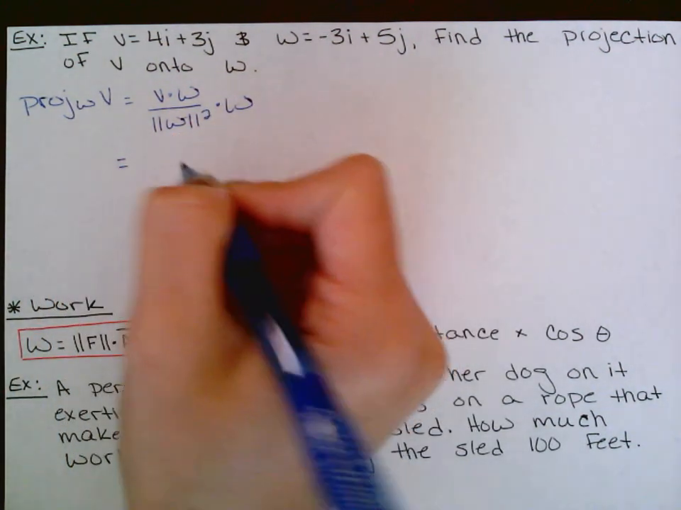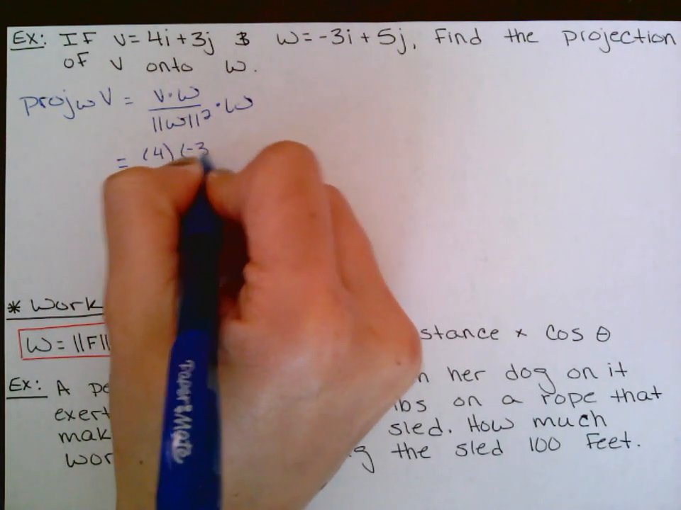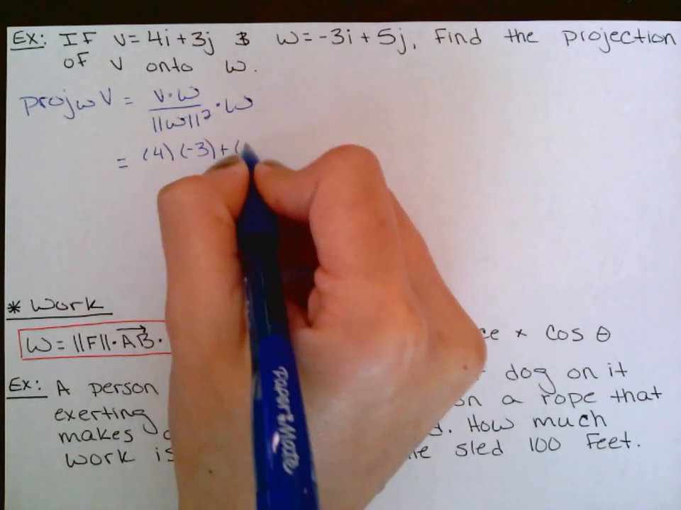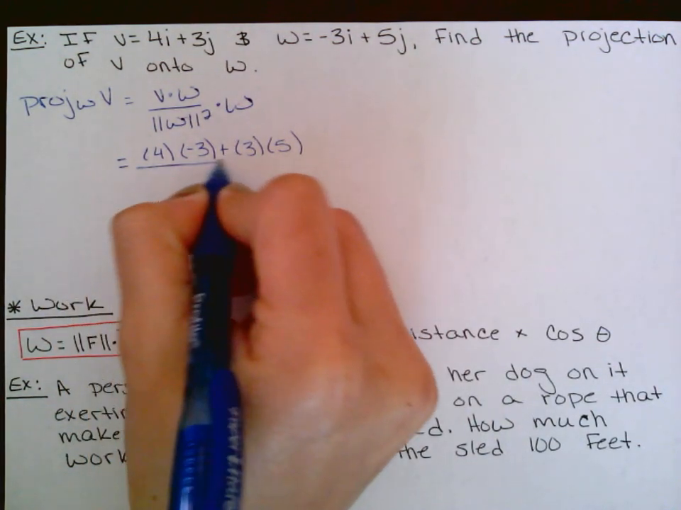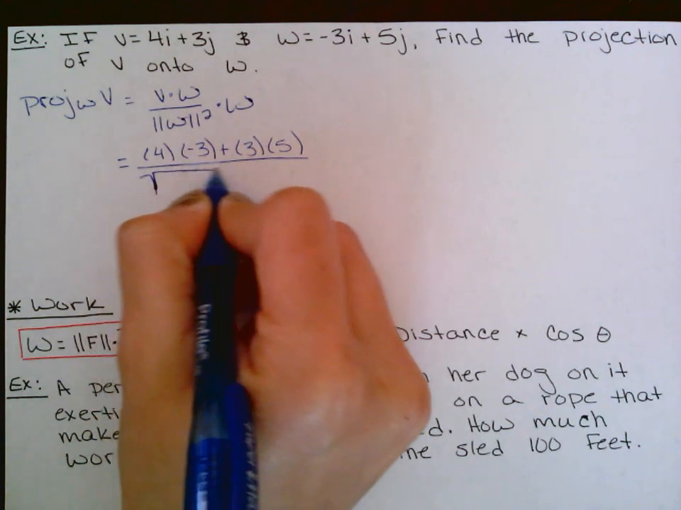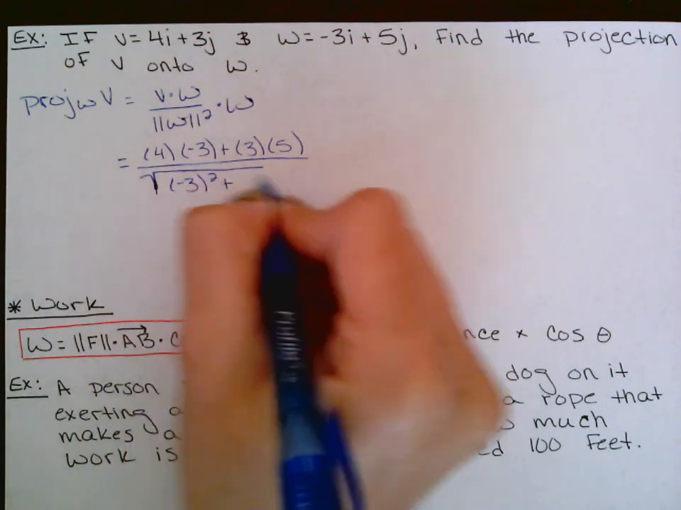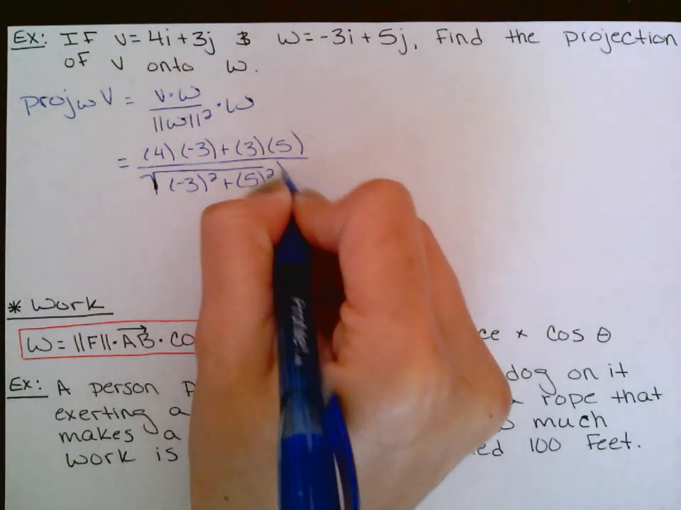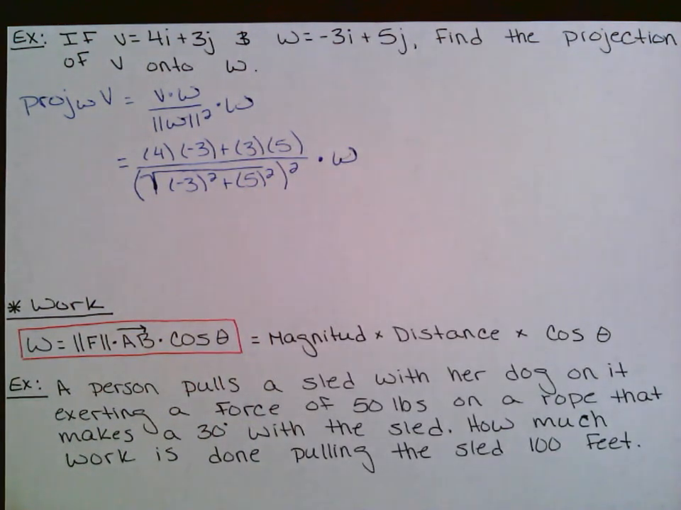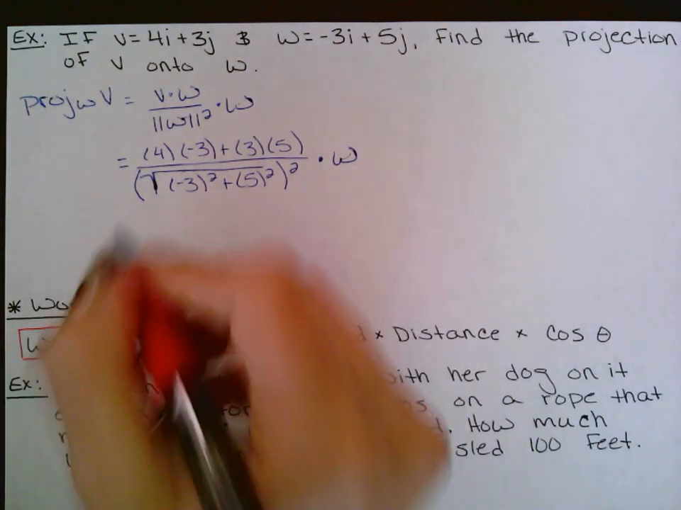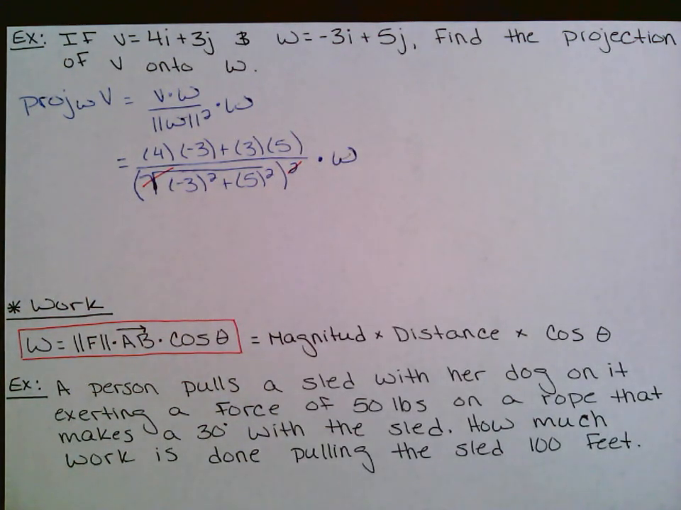Okay? So we start off with our dot product, the two i's, 4 and -3 being multiplied, plus the two numbers in front of the j, 3 times 5 being multiplied, over the magnitude of w, which is the square root of -3 squared plus 5 squared, all of this squared, times vector w, which I'll write in a moment. A reminder, and this will happen in every single question, that this square root and squared will always cancel out, okay?